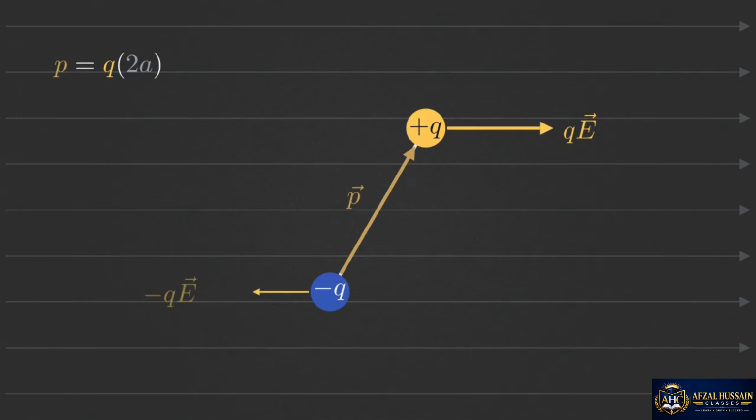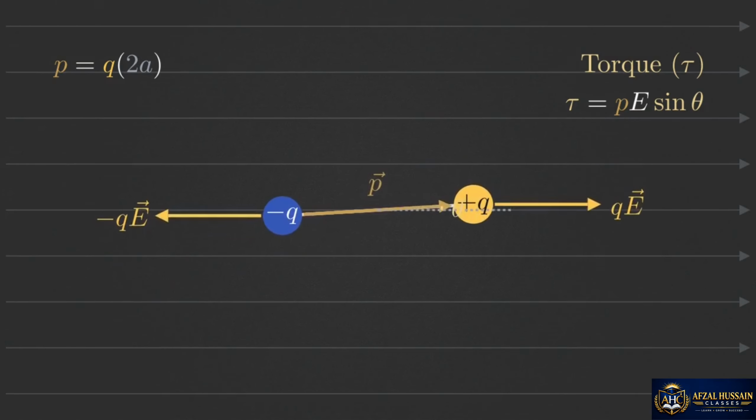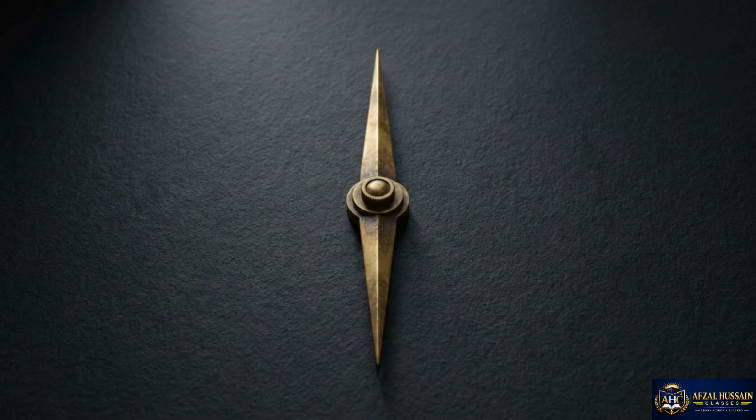It pushes the positive charge along the field lines and pulls the negative charge in the opposite direction. Because these forces are equal but act on different points, they create a rotational couple, or a twist. We measure this twist as torque. Its magnitude depends on the dipole moment p, the electric field strength E, and the sine of the angle theta between them. This behavior mirrors a compass needle aligning with Earth's magnetic field.